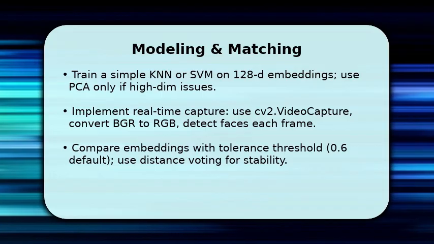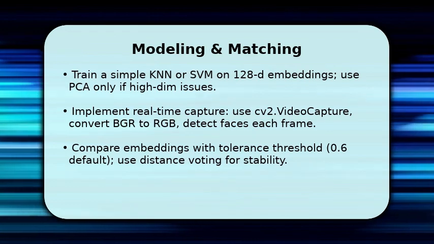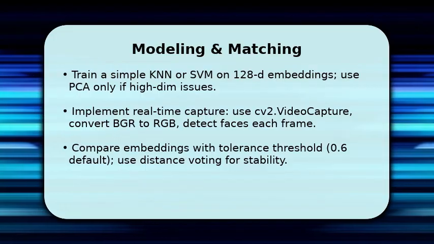For matching, compute Euclidean distance and apply a threshold, 0.6 typical, or use nearest neighbor voting across multiple frames. Make sure to throttle detection frequency for performance and cache recent results to smooth jitter.